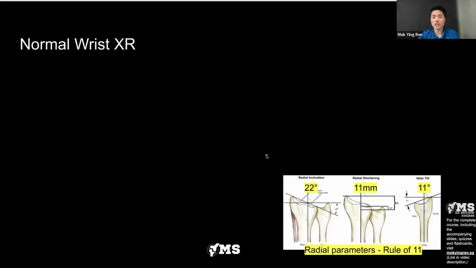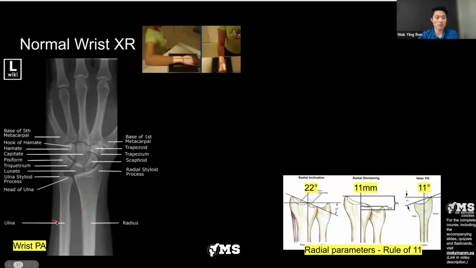Now we're going to look at the normal wrist x-rays, and we'll also learn some of the lines called the radial parameters. Now this is a wrist PA. Now take note, it's now PA because why? The beam is now shot from posterior to anterior. Okay, and here we can see mainly focusing on the distal radius as well as the carpal bones. It is very crucial for us to learn the carpal bones, okay, of which there are 8 of them.